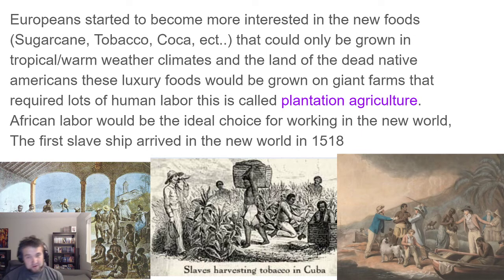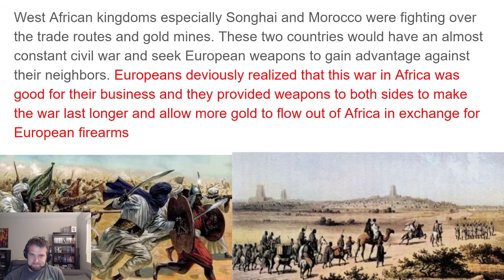And African labor would, of course, be the ideal choice for working in the New World. The first slave ships arrived here in 1518, and they continued all the way. I think the last slave ship was in the 1880s. So it happened for 370 years, bringing people over.